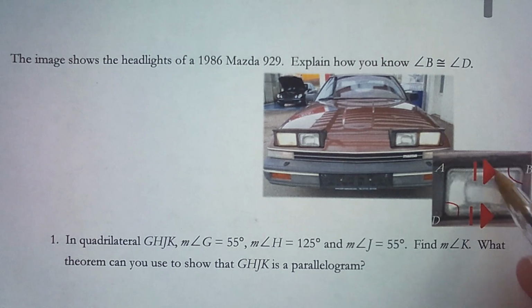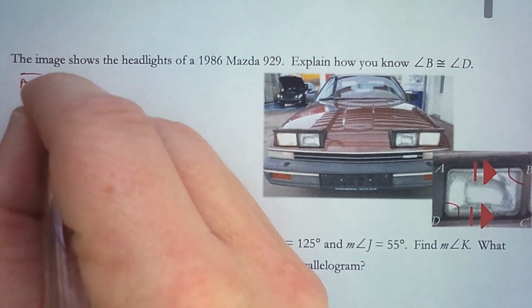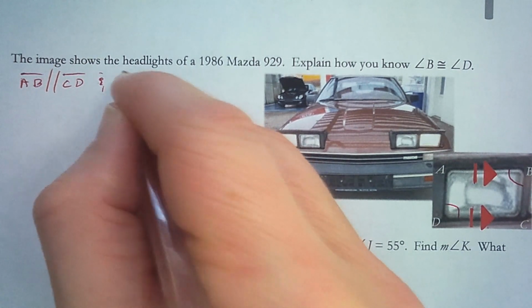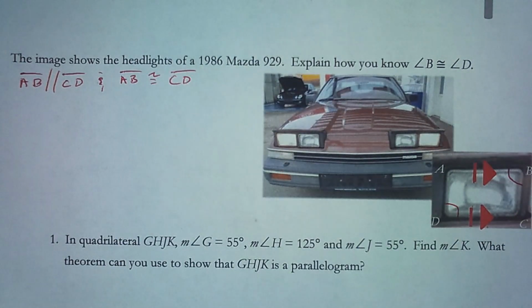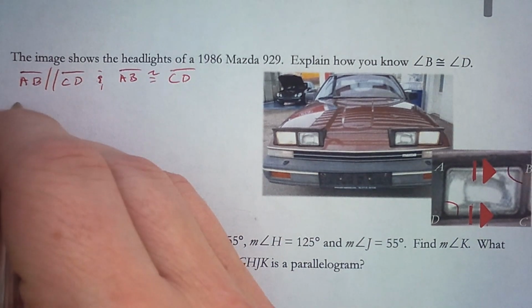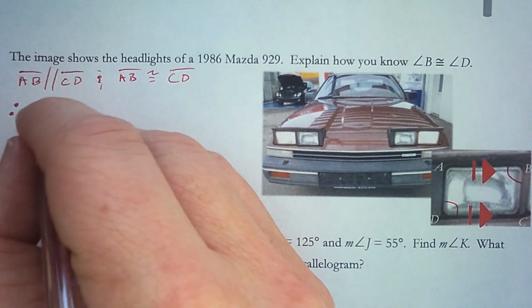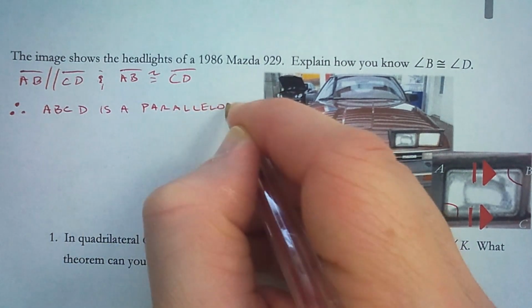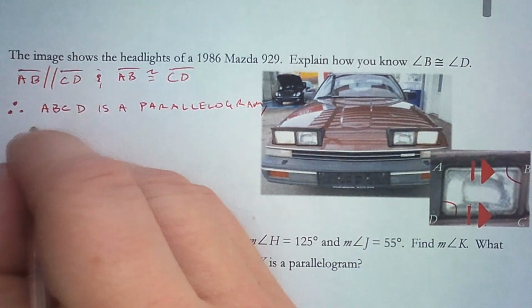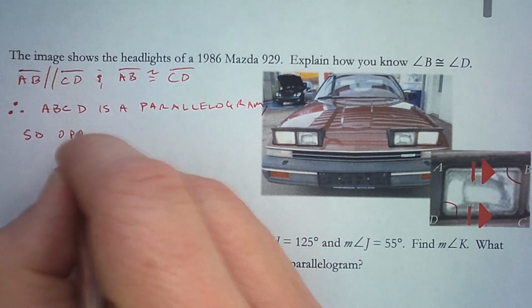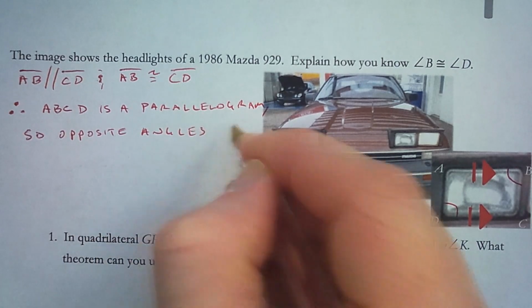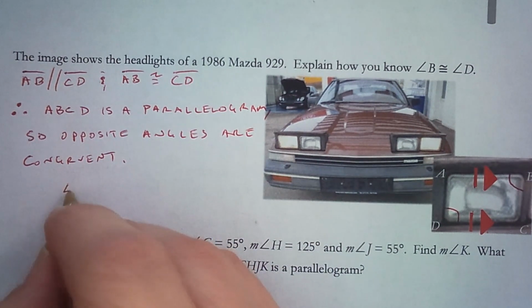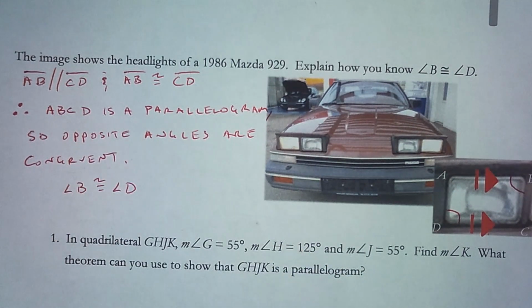Based on these arrows, I know that segment AB is parallel to segment CD, and based on these tick marks, I also know that segment AB is congruent to segment CD. So I have one pair of opposite sides that's both parallel and congruent. Therefore, ABCD is a parallelogram. So opposite angles are congruent. And what that means to me is that angle B is congruent to angle D.